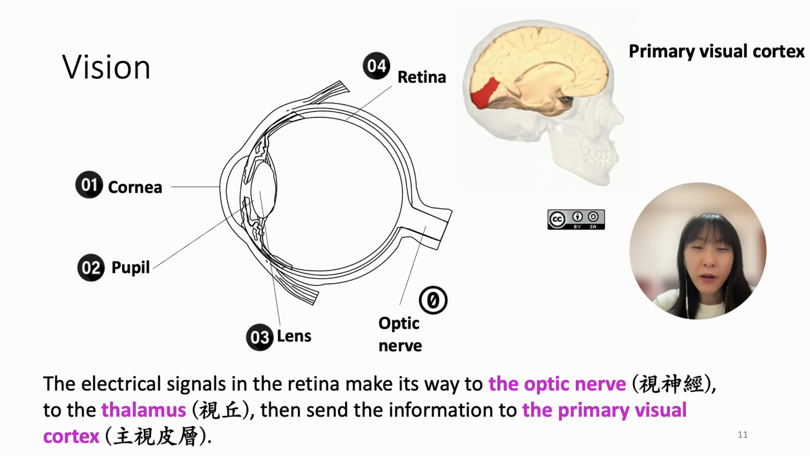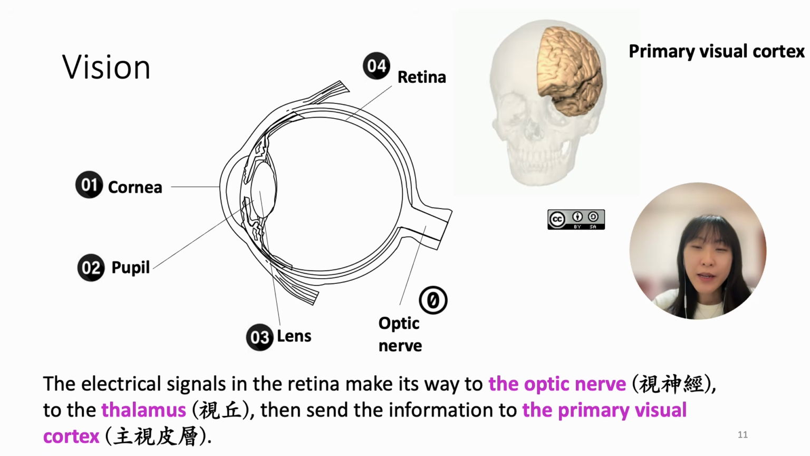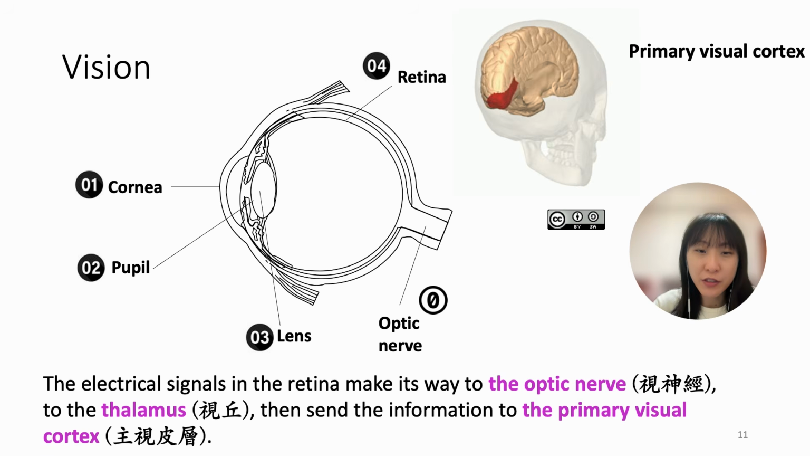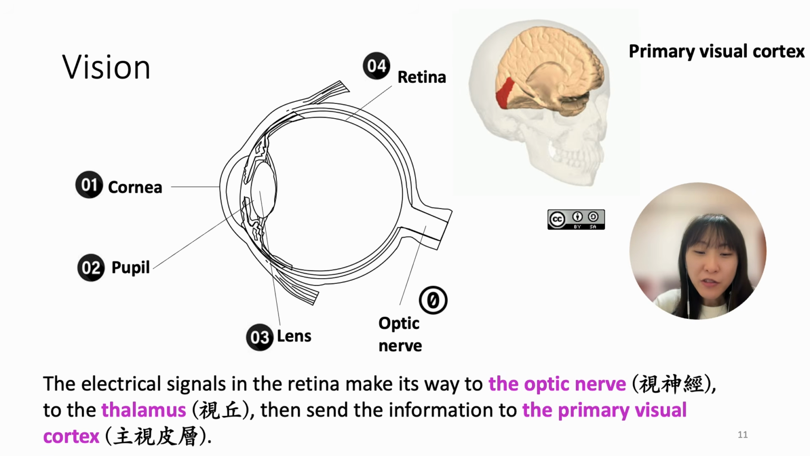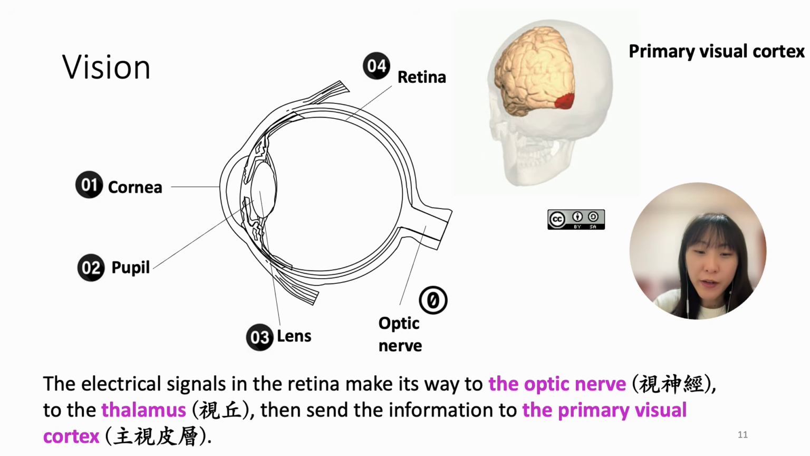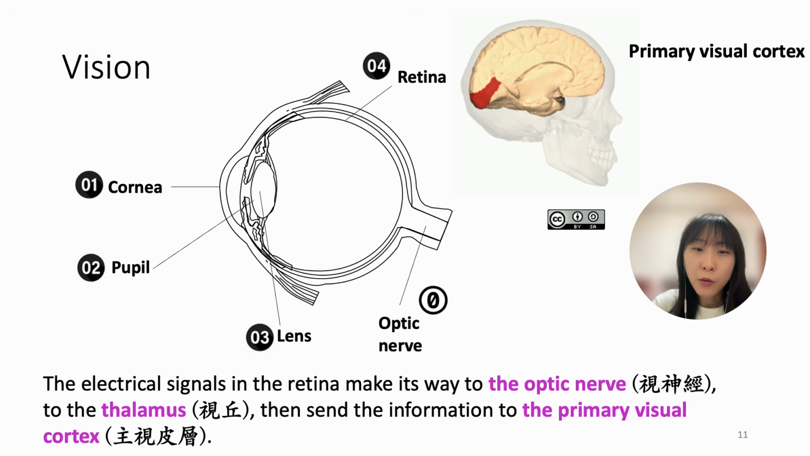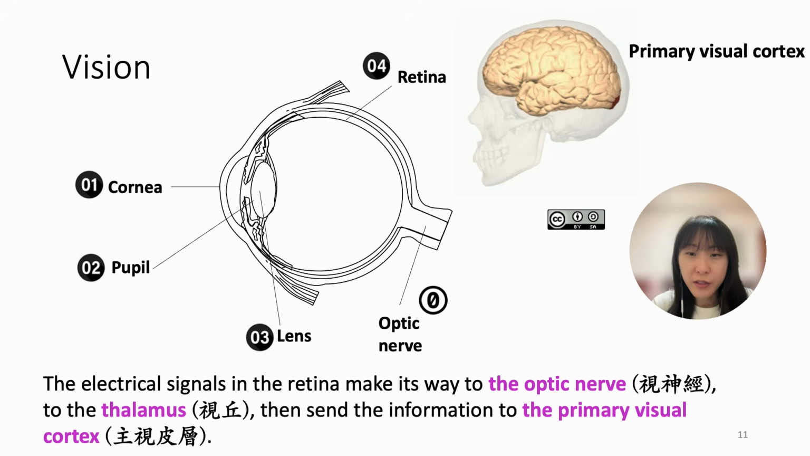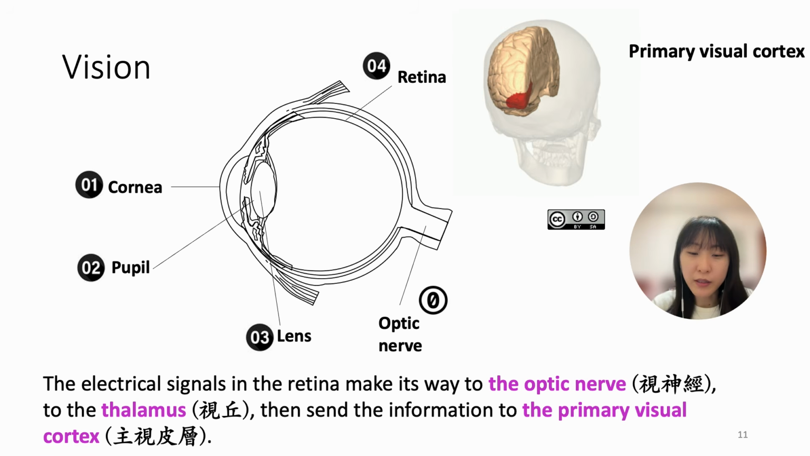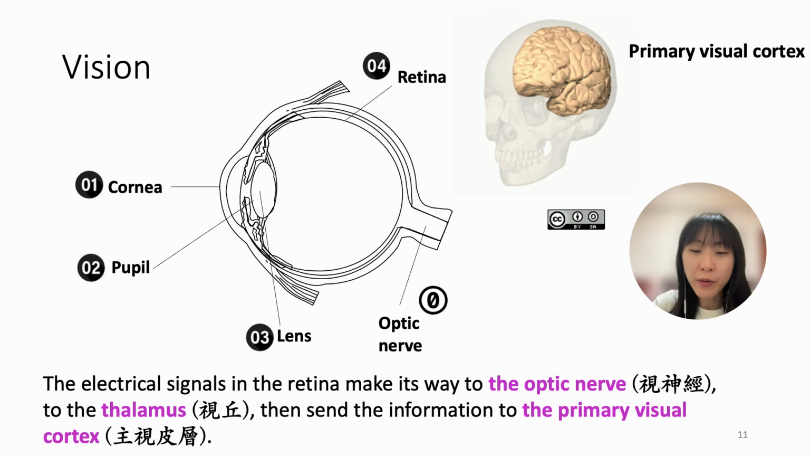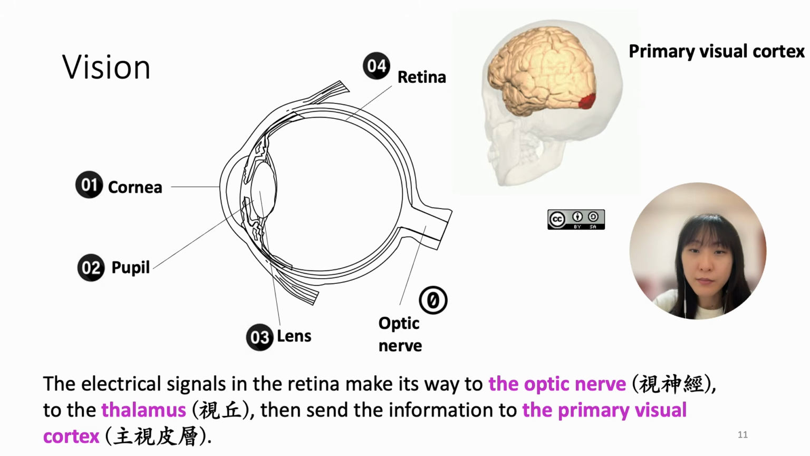After covering the biological features of the eye, let's move back to the brain, which is the control center for vision. The electrical signals in the retina will move to the optic nerve and then to the thalamus, which is a place where important relaying of information occurs, and is a gateway to the cortex. Finally, they will send the information to the primary visual cortex.